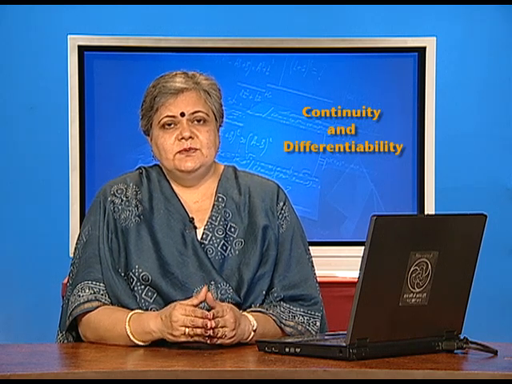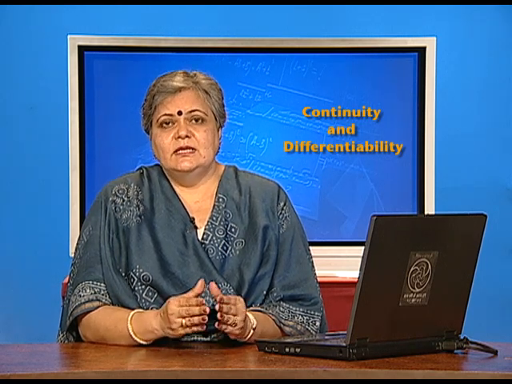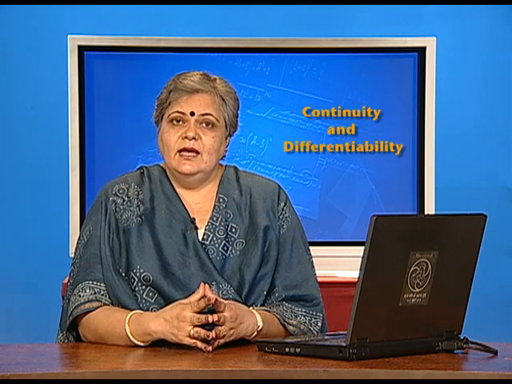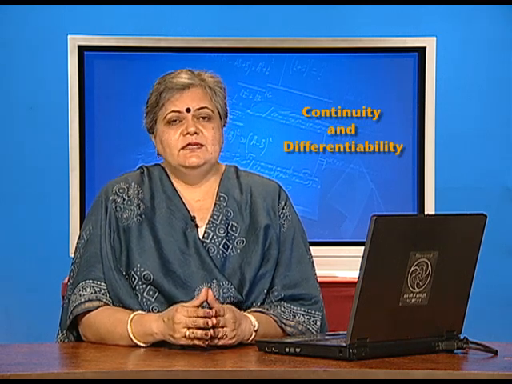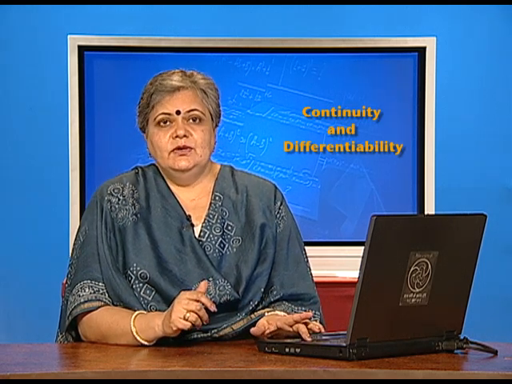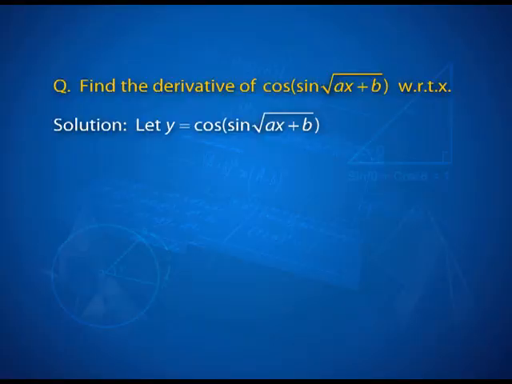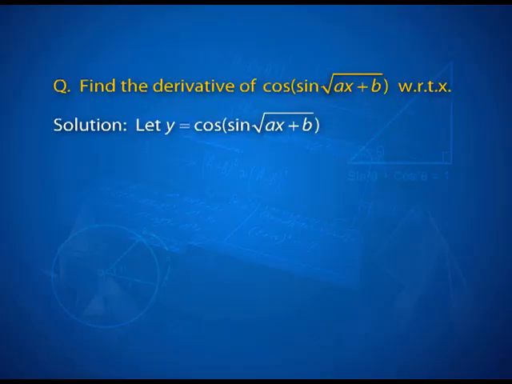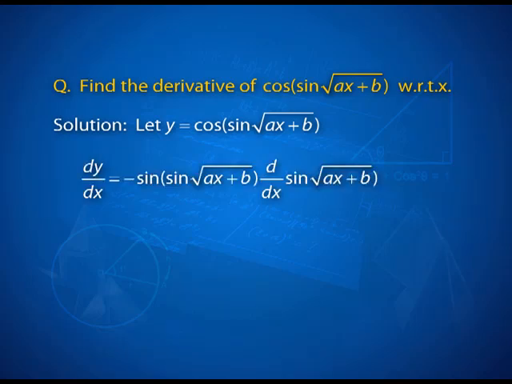First x changed to a x plus b, then the square root function comes in, then the sine function comes in and then the cosine. So, obviously, it is very well a case of chain rule. Let us see what we do if I start with y as cos of sine of root of a x plus b. Starting with the outer layer, that is of the cosine function, the derivative can be written as minus sine of root of a x plus b into derivative of sine of root of a x plus b.